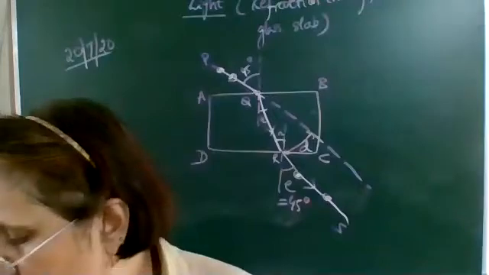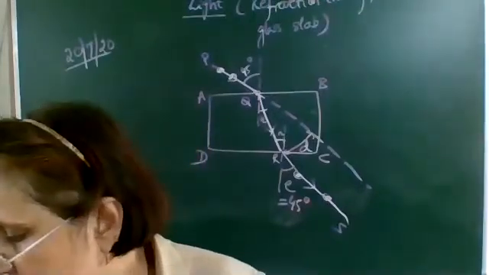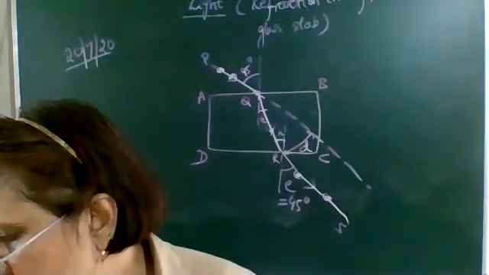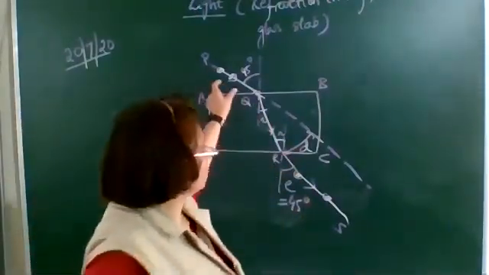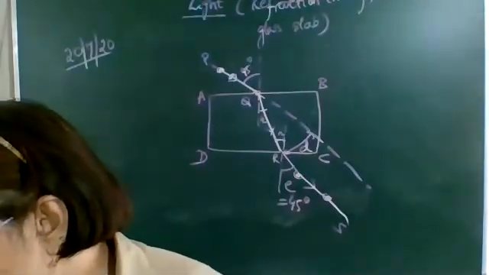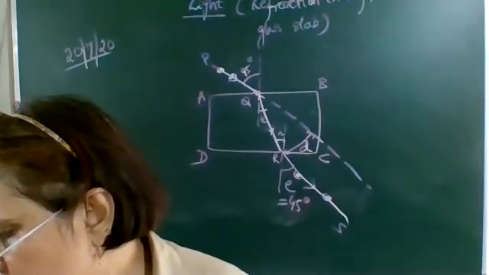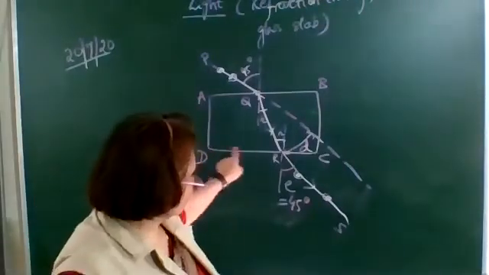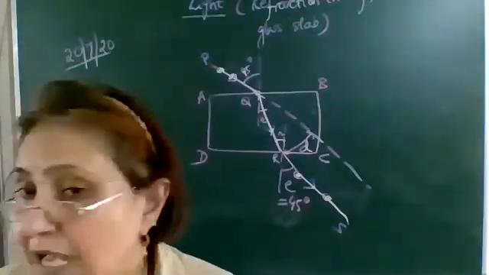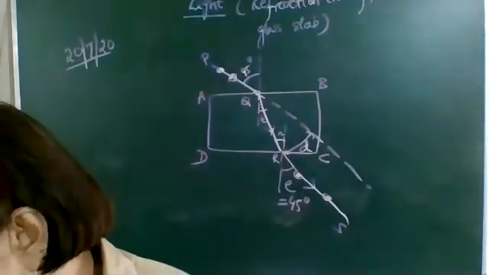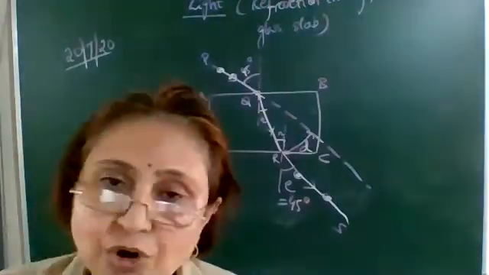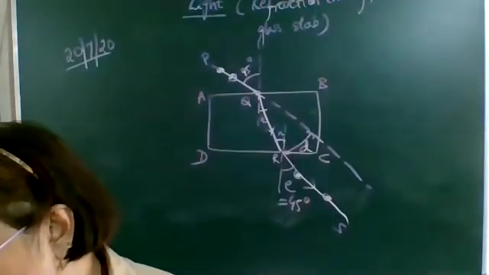Take four identical pins. Fix two pins, say E and F, vertically on the PQ ray. Look for the images of these pins through the opposite edge. So through the opposite edge, that is the CD face, you have to look at the images of these two pins, and you have to fix two more pins, G and H. Fix two more pins such that all four pins appear to be in the same straight line.